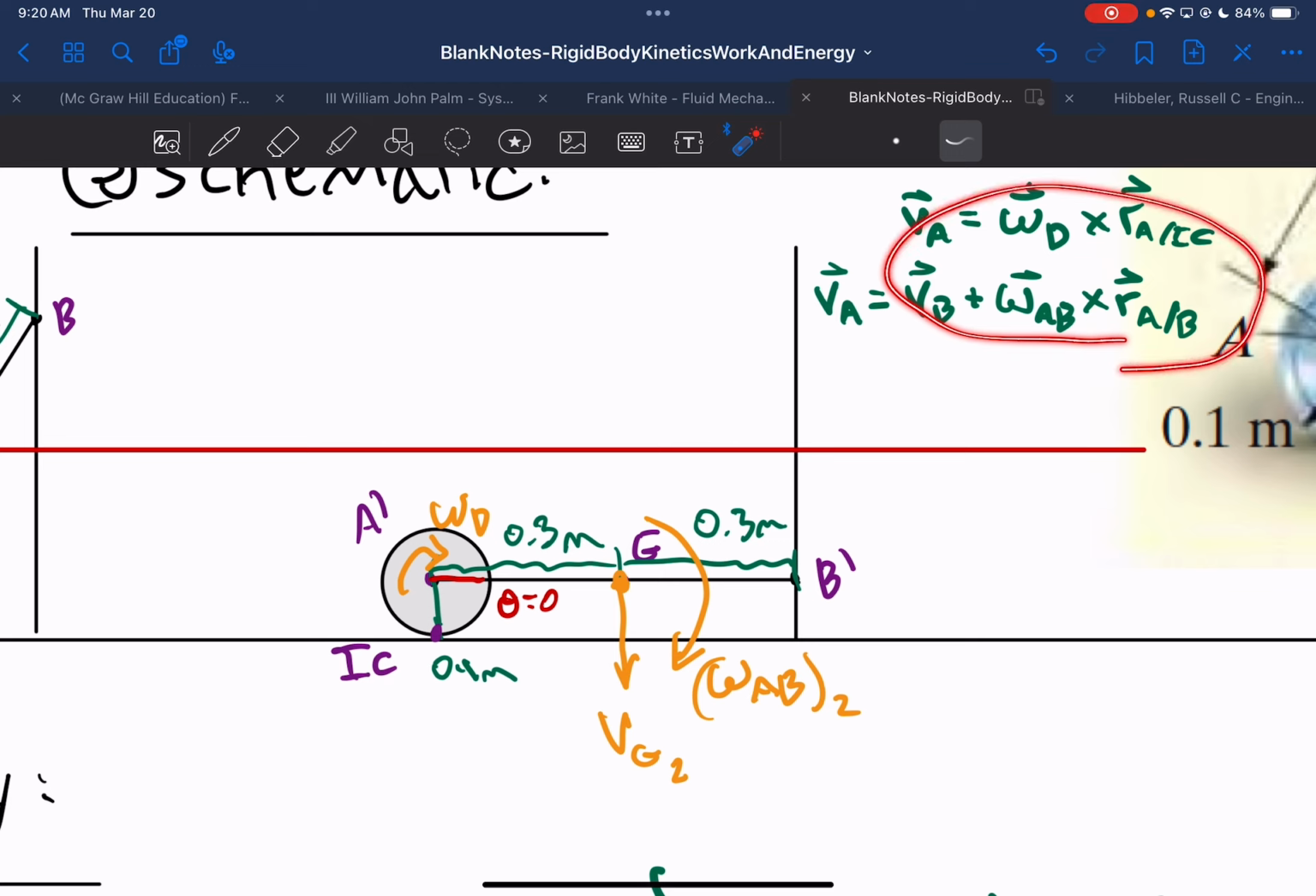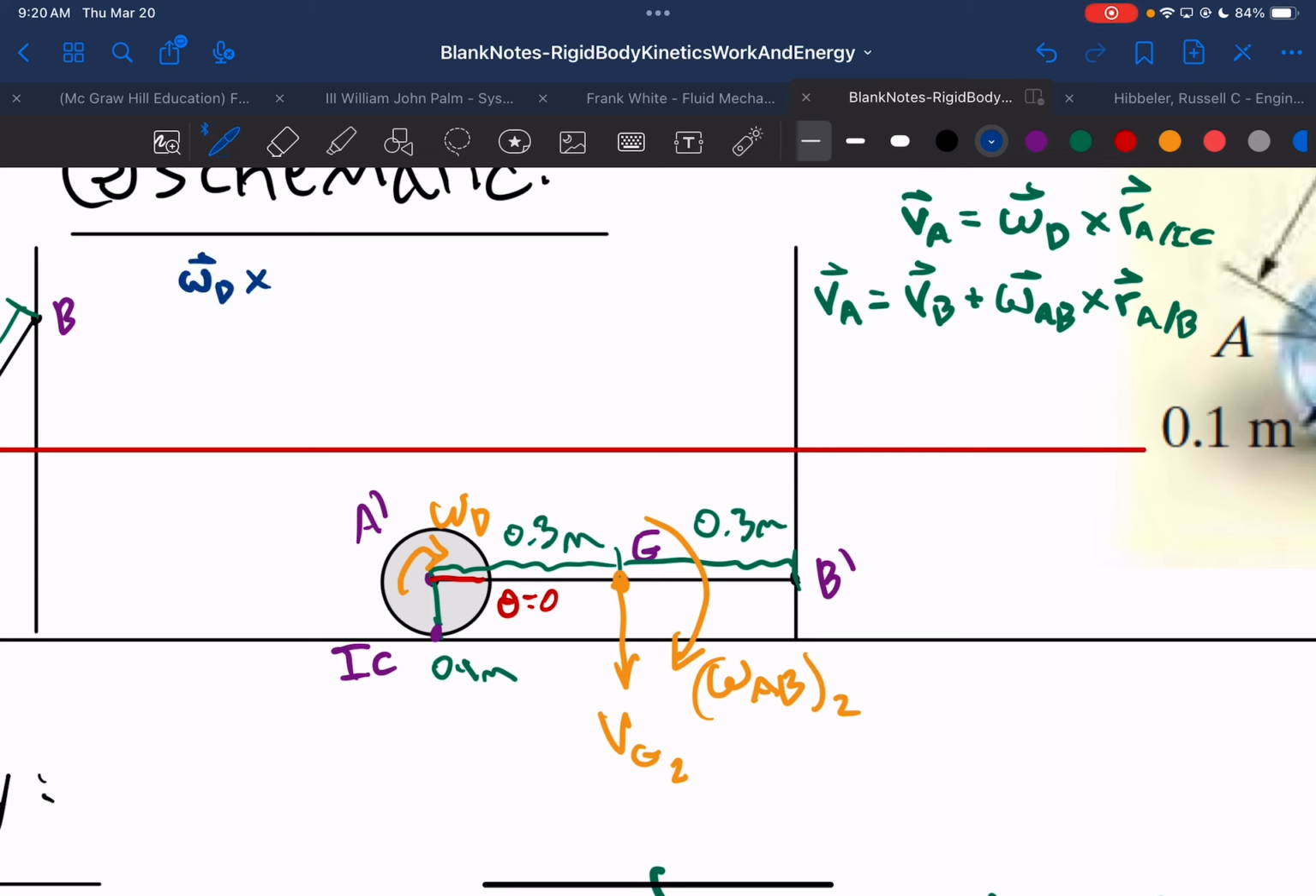In this case right here, I can set these two equal to each other. Can I do that? Yes or no? I can do that, yes. Let's put it over here. I can say that omega d cross R with respect to my point A with respect to my IC is equal to my velocity at B plus omega AB cross R to A with respect to B.